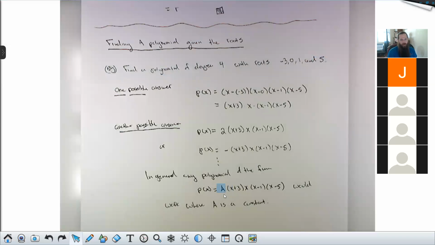This number a out front here, this would be your lead coefficient, because if you multiply all this stuff out, the very first term would be like x to the 4, and then something times x to the 3, and then something times x to the 2, and so on. But I could multiply that whole thing by a number, and it won't change the roots. It'll just stretch the graph up or down, right? And when you stretch a graph up and down, the roots don't move. I'll show you what I mean.